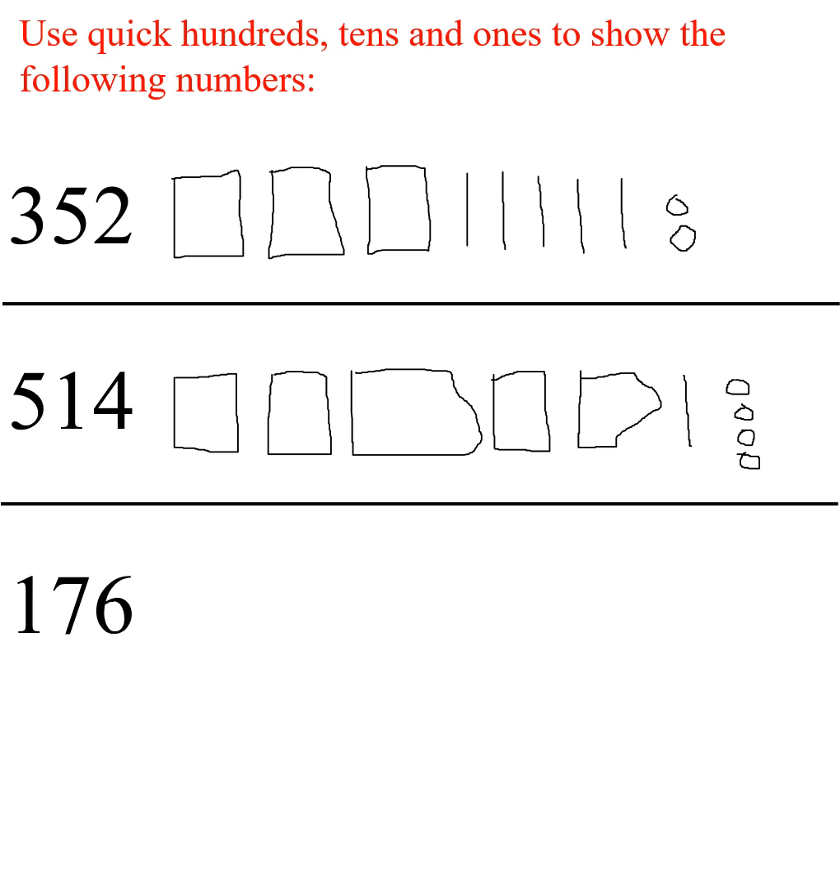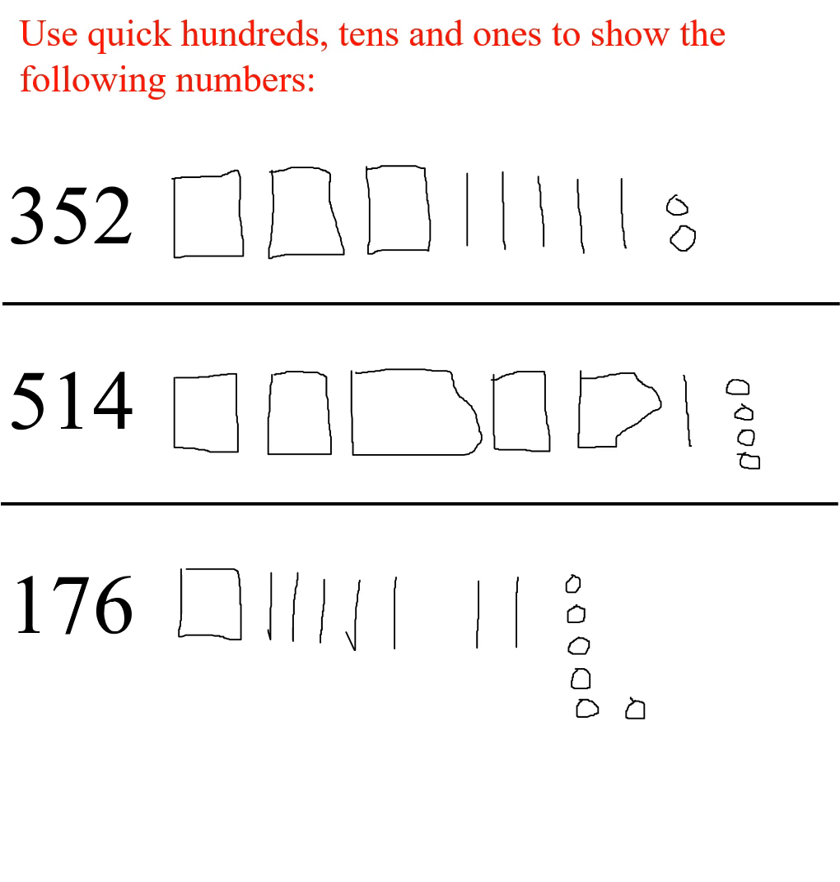I see a 1 in the hundreds place, so that means I need 1 box. 7 in my tens place, so 1, 2, 3, 4, 5, leave that space, 6, 7, and then I need 6 ones. So 1, 2, 3, 4, 5, and then remember we go to a new row, and there's number 6.